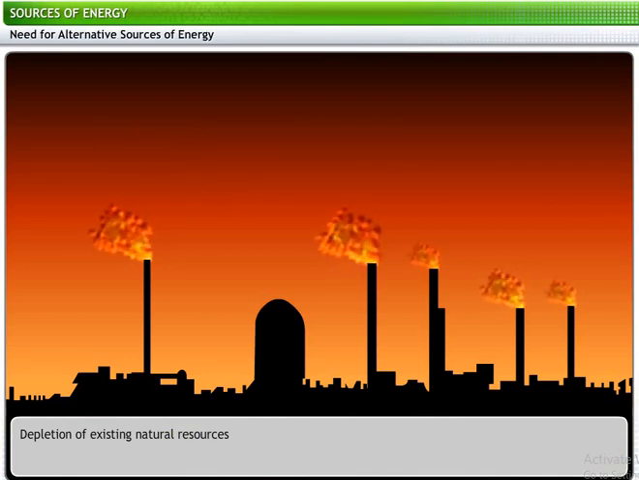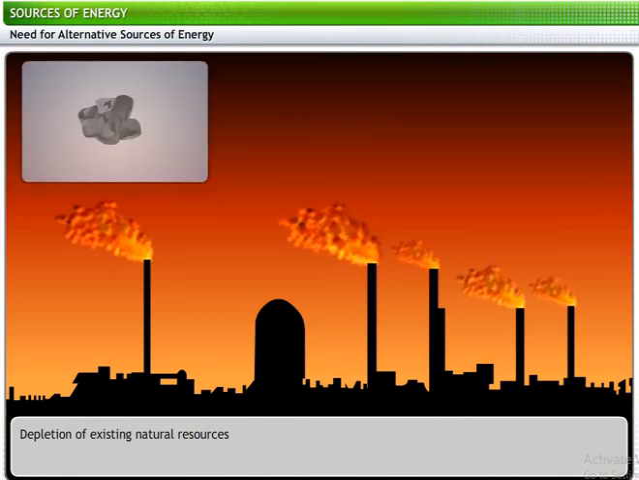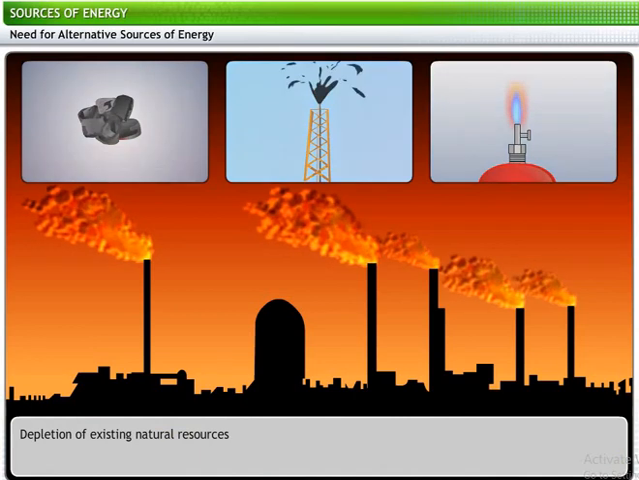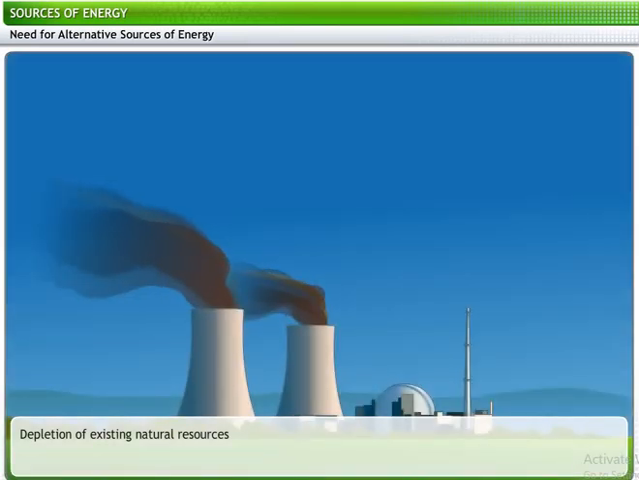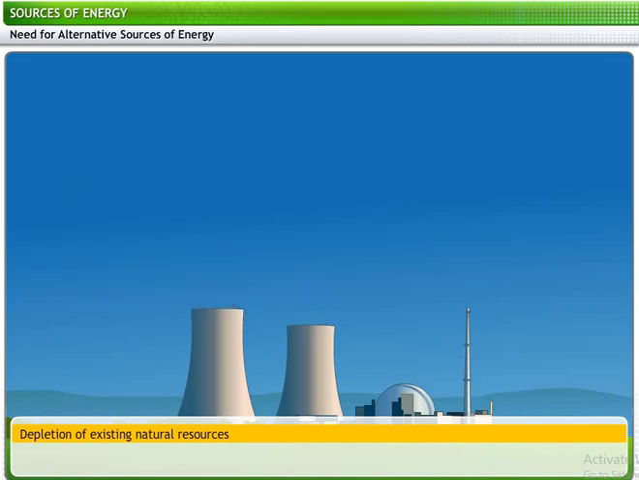For hundreds of years, we have been using non-renewable energy sources indiscriminately. As a result, these sources are depleting fast. Therefore, the need to find alternative sources of energy is becoming more urgent every day.